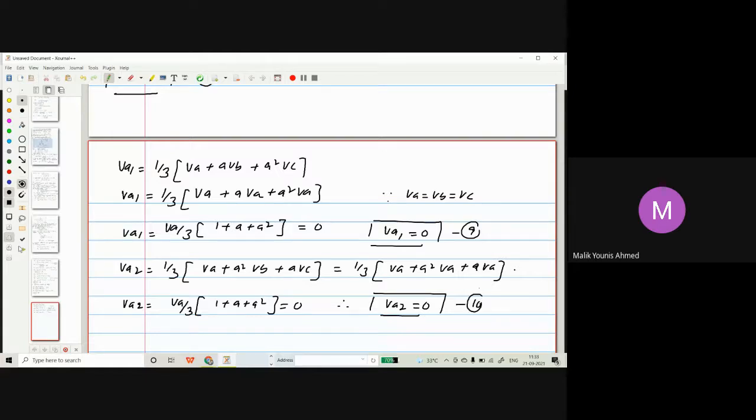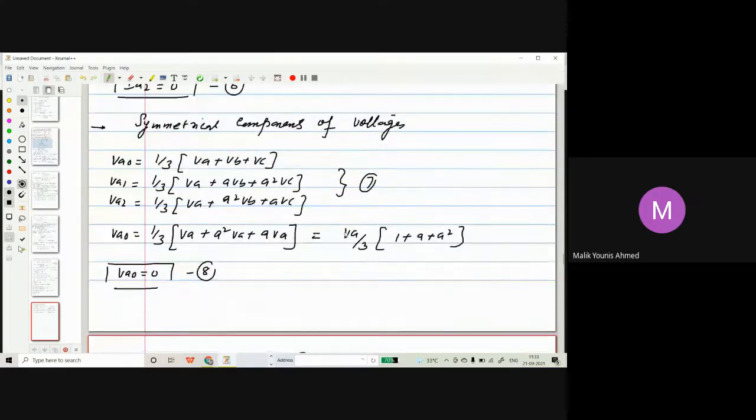Now the question is, if these components are 0, I am substituting here VA equals VB plus VC. So a result can come here. We can get a result like this also. We'll see. That will be VA divided by 3, VA divided by 3, that will be VA. Okay, this result is also possible.